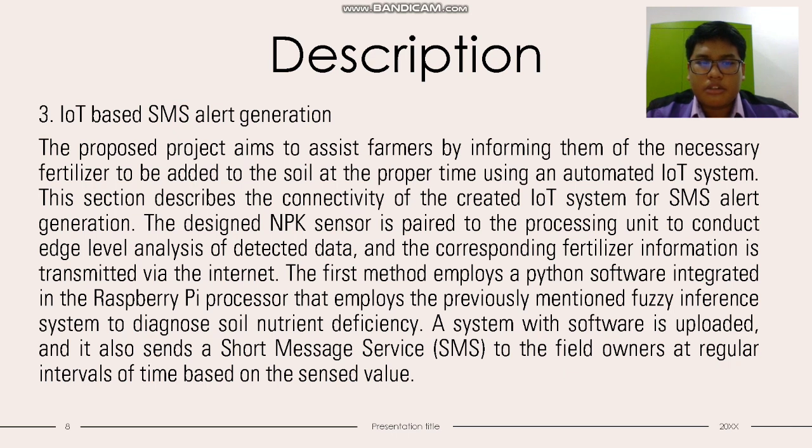The first method employs Python software integrated in the Raspberry Pi processor that employs the previously mentioned fuzzy inference system to diagnose soil nutrient deficiency. A system with software is uploaded, and it also sends a short message service, or SMS, to the field owner at regular intervals of time based on the sensed value.